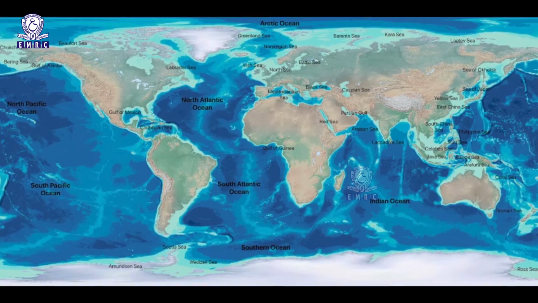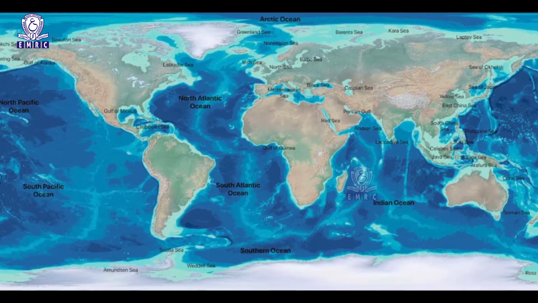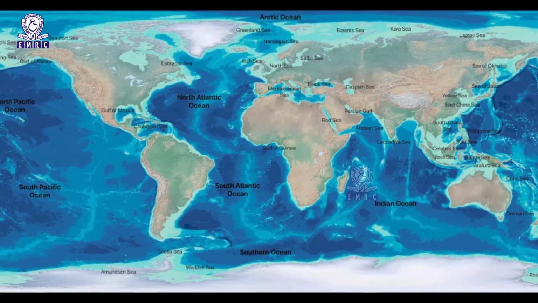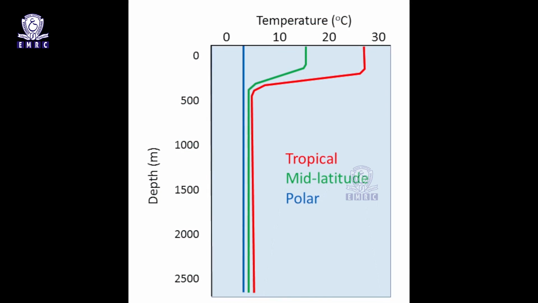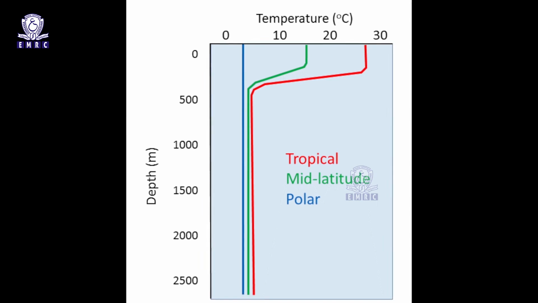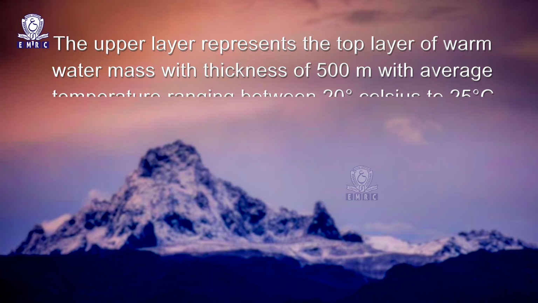There is a clear-cut layered thermal structure of the ocean water. Vertically, the oceans are divided into 3 layers from the standpoint of thermal conditions of the sea water in the lower and middle latitudes as follows. The upper layer represents the top layer of the warm water mass with thickness of 500 meters with average temperature ranging between 20 degrees Celsius to 25 degrees Celsius.